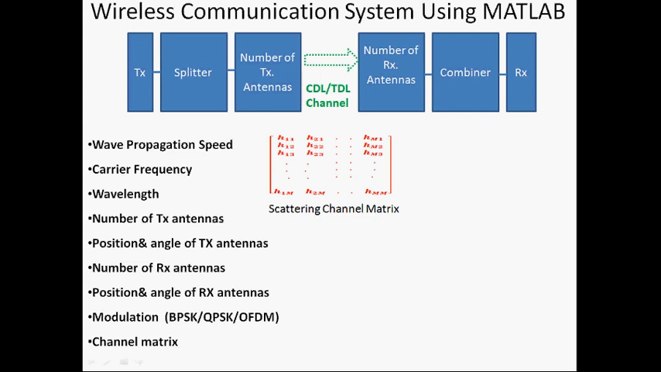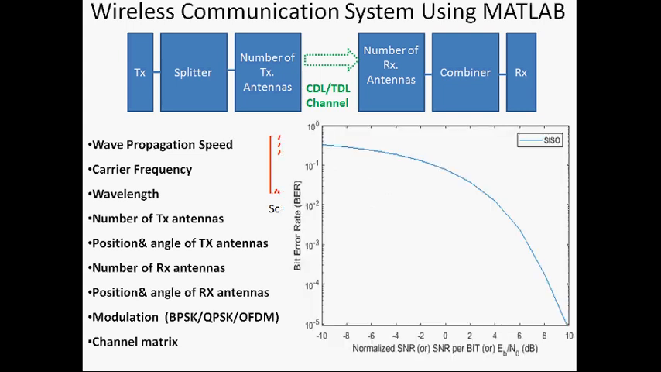Generally we are going to use BPSK, QPSK, for the best performance. Nowadays in 5G they are using OFDM, orthogonal frequency division multiplexing, and the channel matrix, or you can call it the scattering channel matrix. Now whenever we write the code in MATLAB, to compare the performance we are going to draw the graph between bit error rate and SNR per bit.